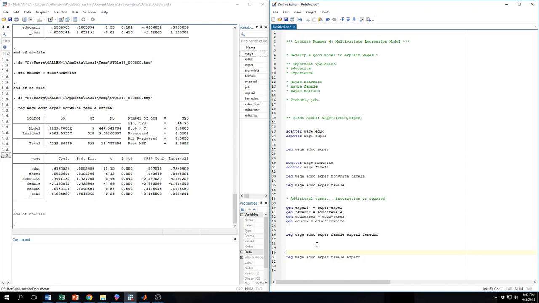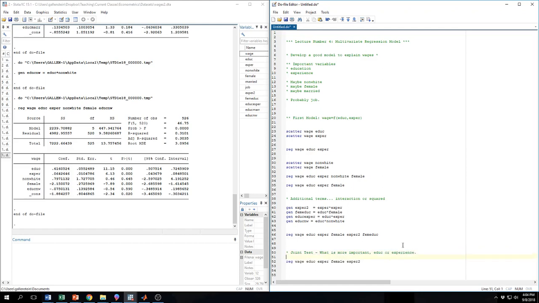All right. Now let's say we want to do a joint test. Let's say we want to know, well, what's more important? Is education or experience more important? So we're going to do a joint test. We want to know what's more important. Education or experience?